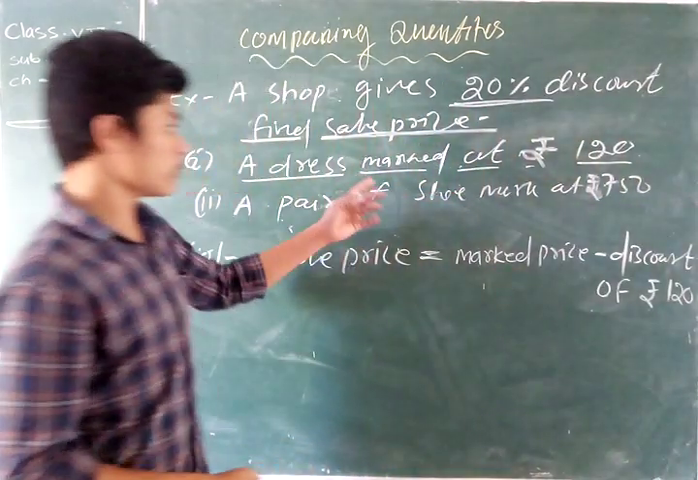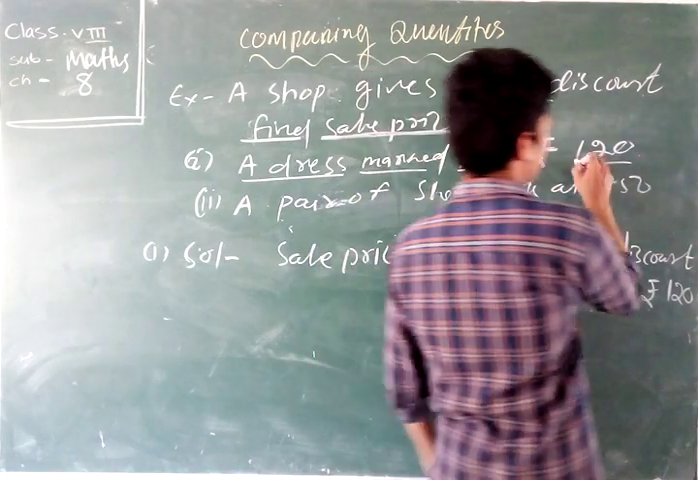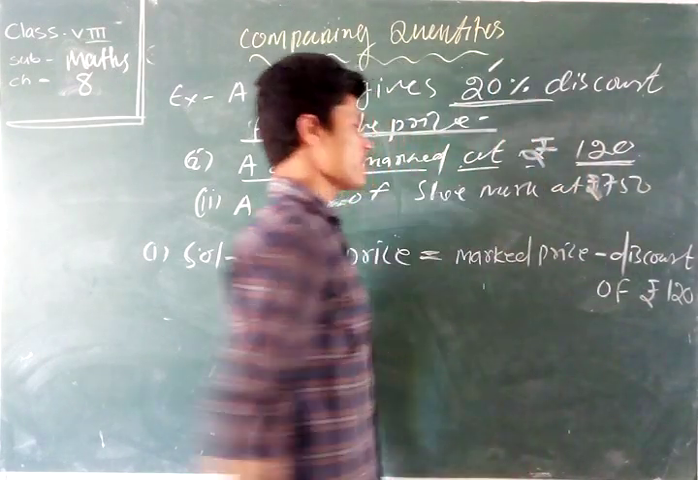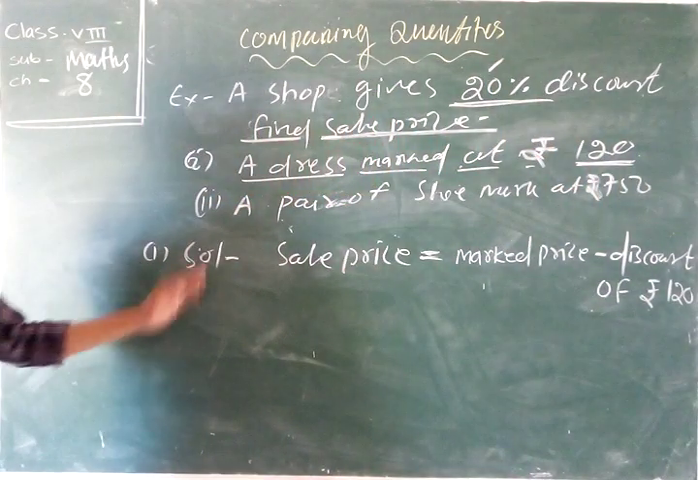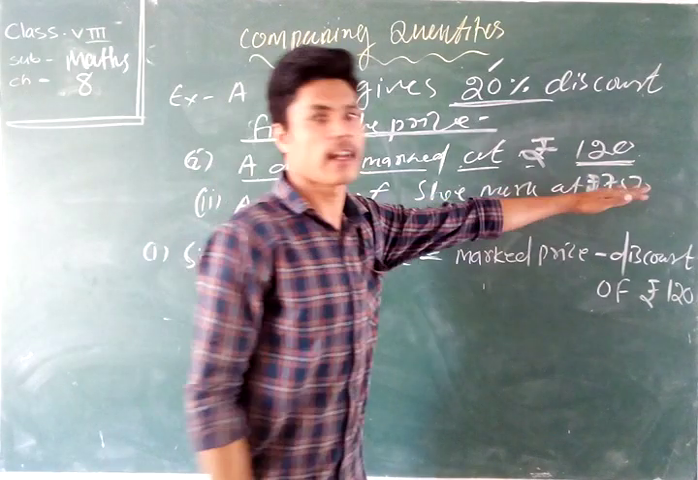Okay. Here the price is 120 rupees and a 20% discount is there. So we can easily find the answer. How can we easily find the answer?